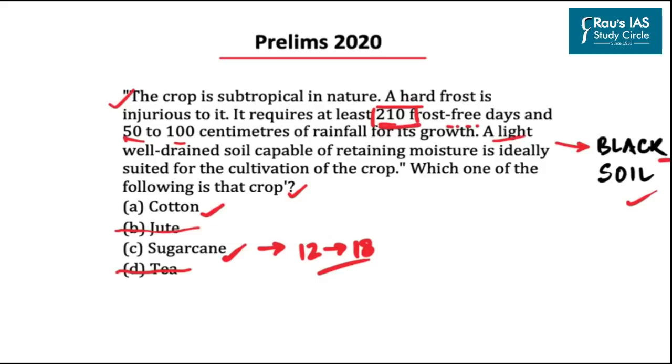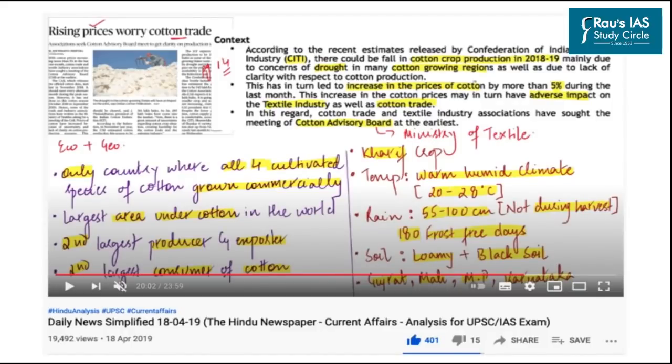But here it is clearly written that 210 frost free days, and so the sugarcane is also eliminated, leaving us with the right answer A, that is cotton. And with regard to the coverage of this topic in our Daily News Simplified, as you can see, on DNS dated 18th of April 2019, we covered this topic exactly the way it has been asked.